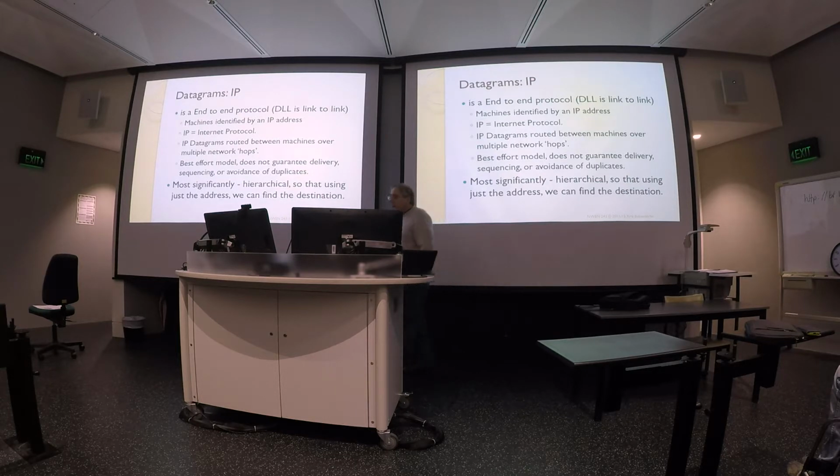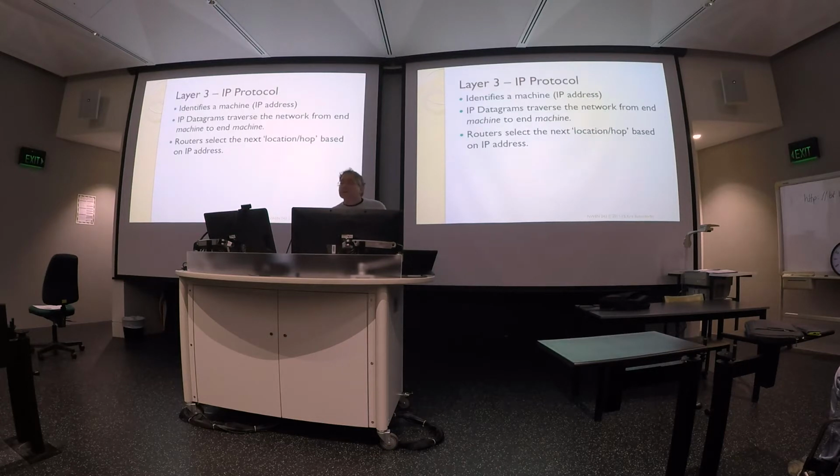Now, most significantly, the IP protocol is hierarchical. So just by using the IP address, we can find the destination. And we'll talk more about that later. I want to really talk about the details of how to do a routing algorithm. The main point here that I haven't really covered on this last slide is this one. Routers don't have a global view. There's no circuit set up with datagram IP switching, IP datagrams. So all they know is who's connected to them and where they should send things next.